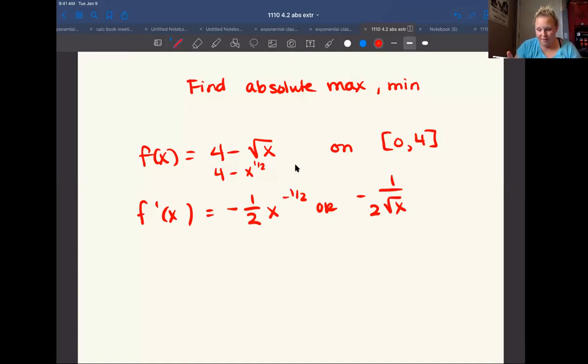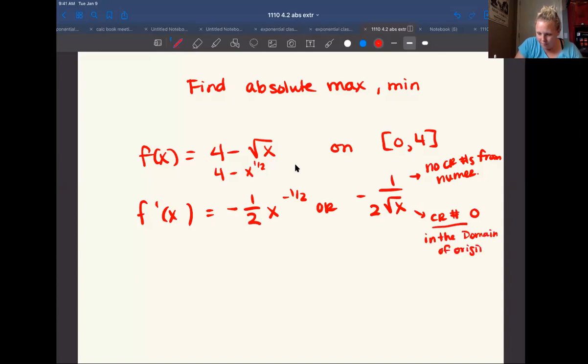So the only critical number that comes out of this one, nothing will make the top 0. So there's no critical numbers from the numerator, because it's a 1. You're not going to make a 1, 0. So that happens. It's fine. The denominator, the critical number that you'll get here, is going to be 0, because that makes the bottom undefined. And it's considered a critical number because it is in the domain of the original function. So we can use it, but it also happens to be the endpoint, which is fine.